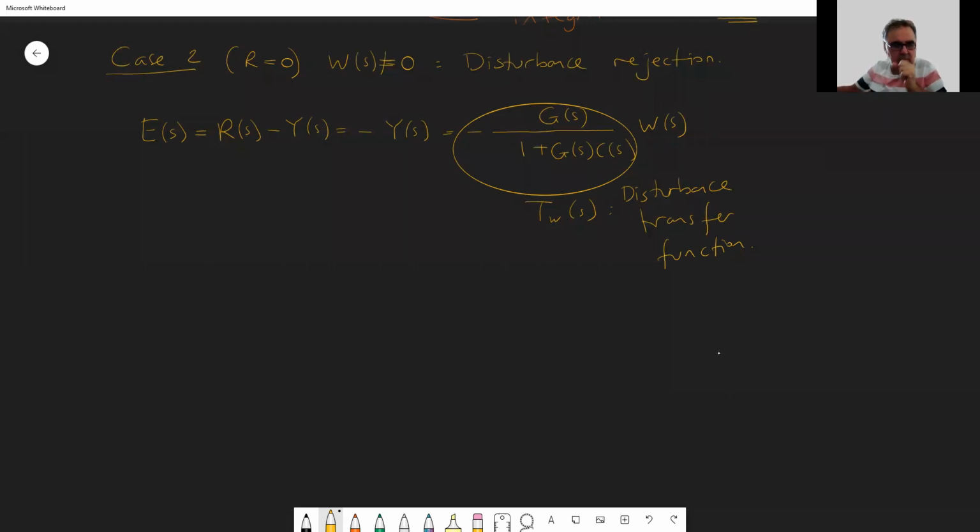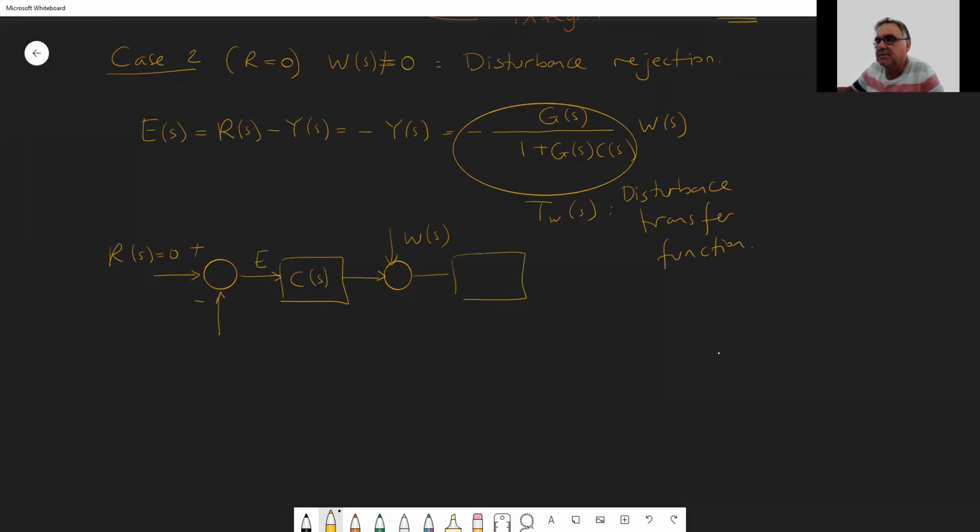So remember that we had the following picture. Now this R of S here is 0. We don't have this, we don't change this thing. So this is W of S. This is the error. This is G of S. This is Y of S. And there is feedback. So this thing is non-existent. We can think about it as there is a single input for this system.